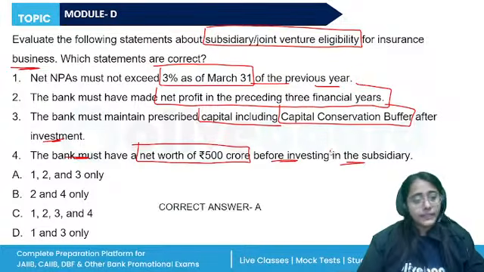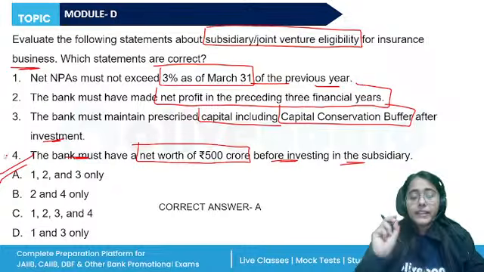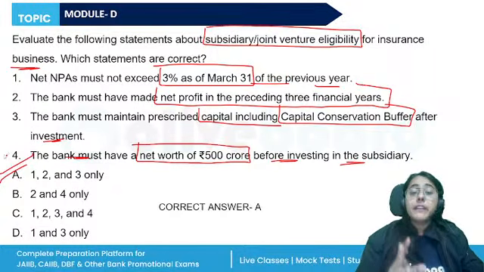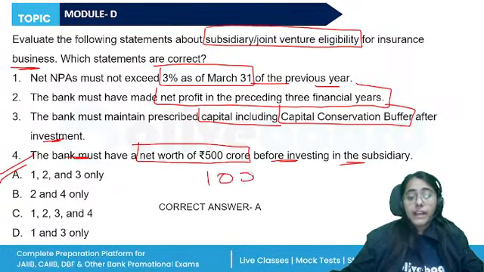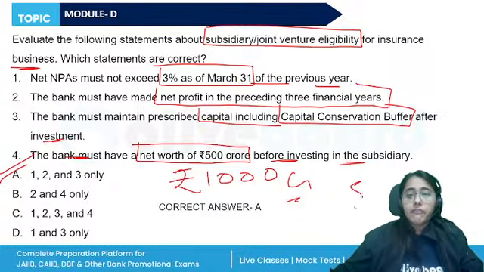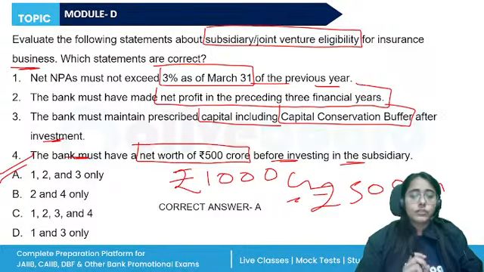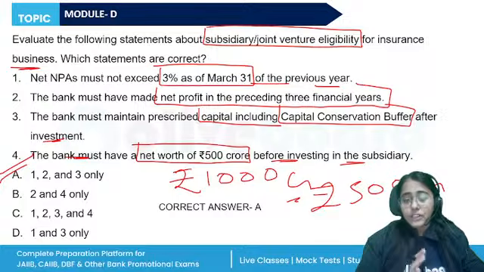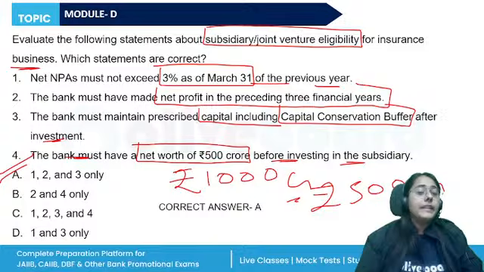A, 1, 2, and 3. Correct. When they are setting up a subsidiary, the net worth should be 1000 crores. And once they invest in the subsidiary, then the net worth should not be less than 500 crores. All right. Before investing 1000, after investing 500. Then minimum prescribed capital after the investment is required. Net NPA should not be more than 3%. Net profit in the preceding 3 financial years. A track record of the performance of its subsidiary should also be satisfactory.